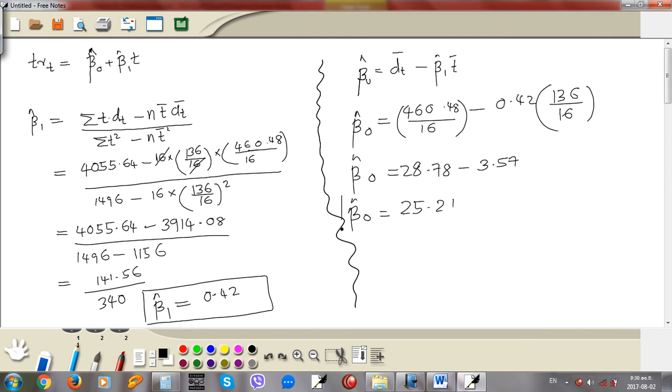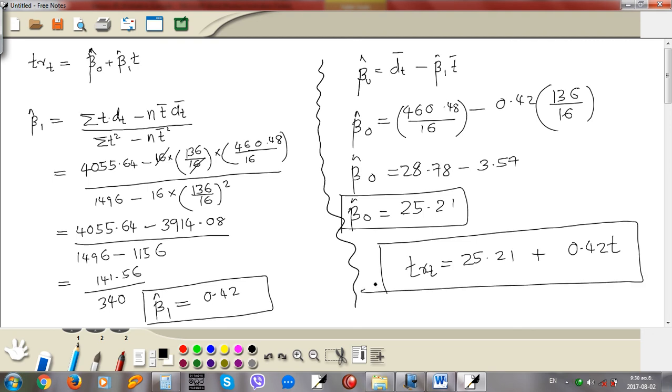Right, now we found beta naught hat and beta 1 hat, so we can substitute the values into this equation. Trend equals beta naught, 25.21, plus beta 1, 0.42 t. This is the trend equation. So by substituting the values t equals 1 to 16, we can find the trend values for this equation. Then you can fill the column belonging to the trend component.